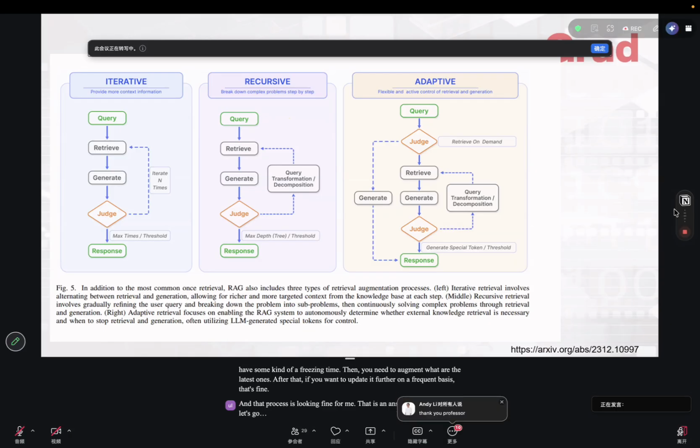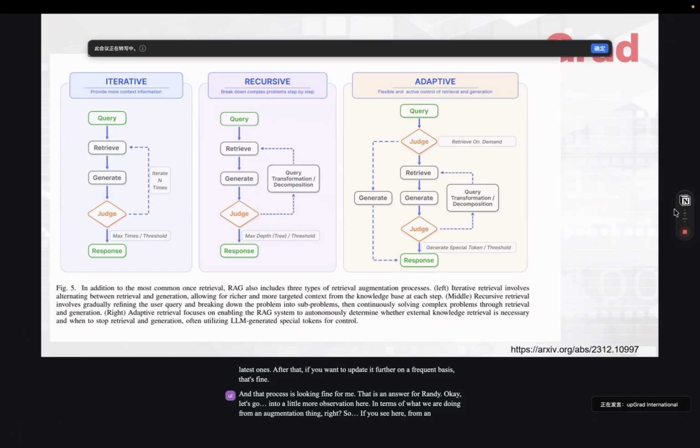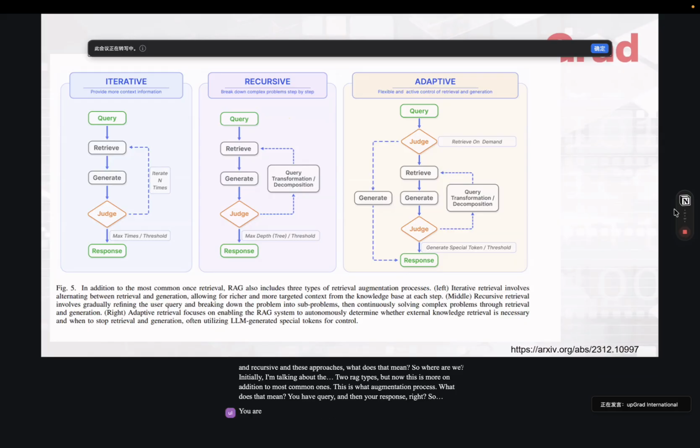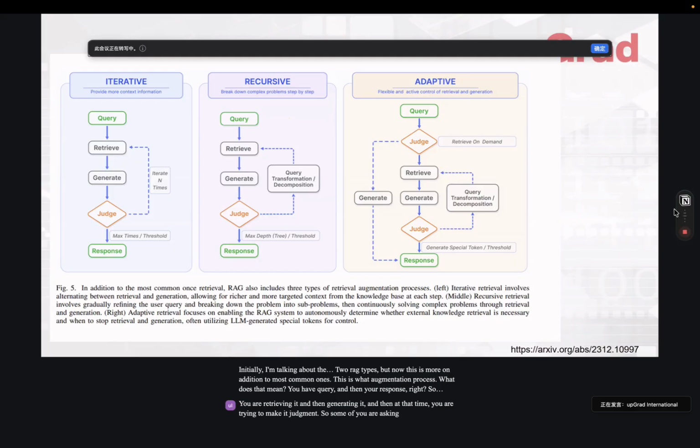Okay, let's go into a little more observation here in terms of what we are doing from an augmentation perspective, right? If you see here the iterative, recursive and adaptive approaches, what does that mean? Initially I was talking about the two RAG types, but now this is more on the addition to the most common ones. This is the augmentation process. You have a query and then your response, right? So you are retrieving and then generating, and at that time you are trying to make a judgment.